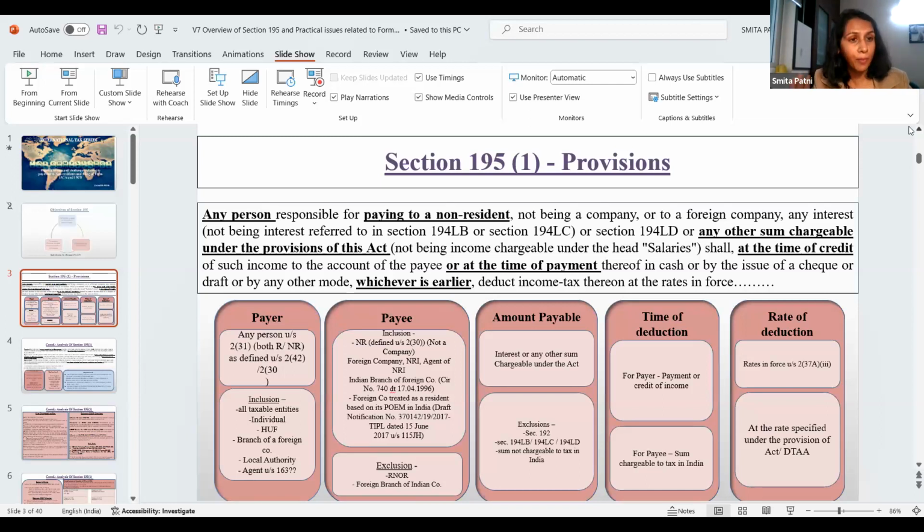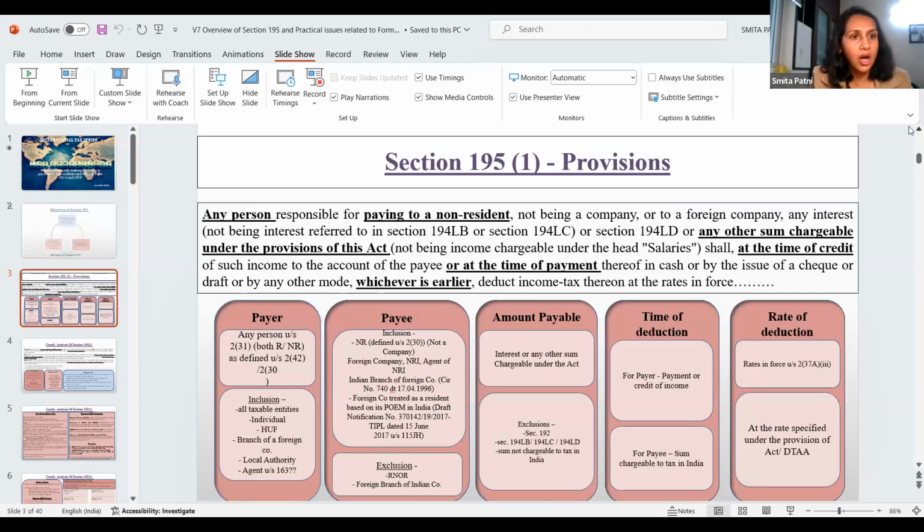We are paying to a foreign company which has become Indian resident by virtue of POEM. Then again, taxability will be there because it is a foreign company defined under section 2(22) read with section 2(23A), which is a domestic company. So any foreign company, even if it is by virtue of POEM, TDS will be deducted in this case.